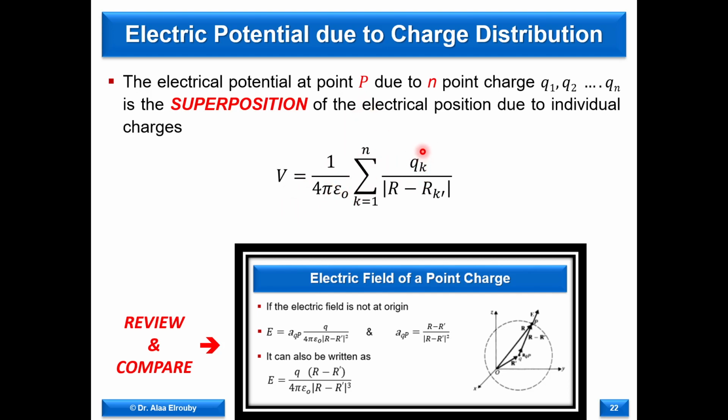The summation is the point charge divided by the magnitude of r, the position vector of the observation point, minus r_k prime, which is the position vector of the point charge. So it's very similar to what we used for calculating the electric field, but there we used a vectorial summation for the electric field. For electric potential, we are using scalar summation.